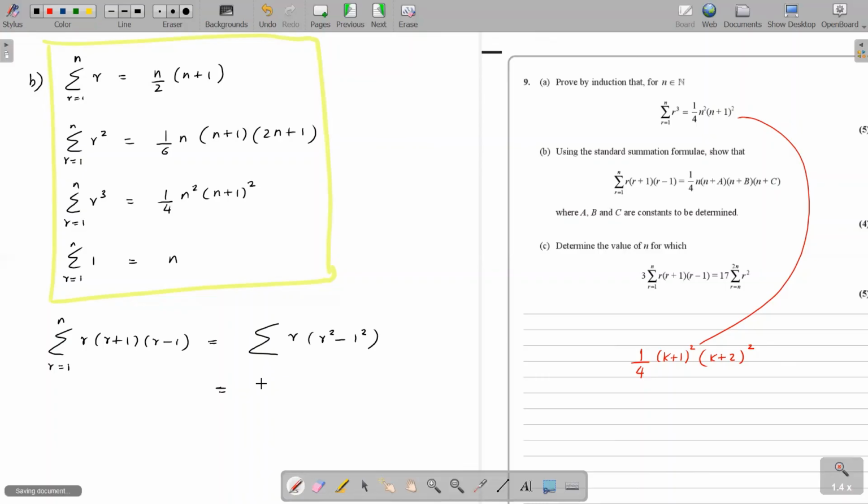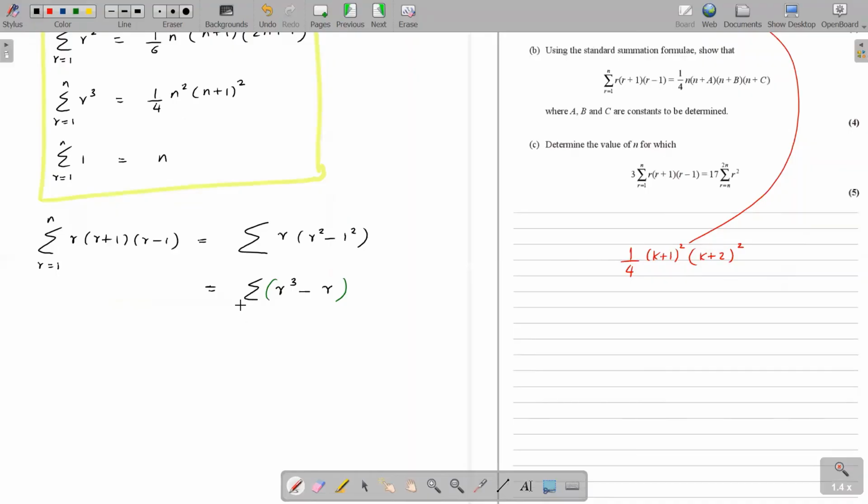So open the bracket. R into r square is r cube. R into minus 1 square is minus r, right? R cube minus r, because 1 square is 1. So basically summation of r cube minus r. Now don't we know the summation of r cube from 1 to n? You could separate it out: summation of r cube from 1 to n minus summation of r from 1 to n. The summation of r cube from 1 to n is 1 over 4 n square, n plus 1 square. Am I correct? Summation of r from 1 to n is half n, n plus 1. Are you with me?